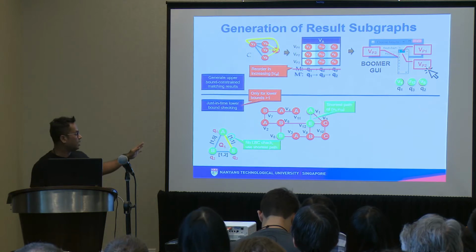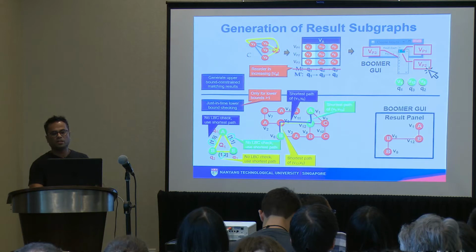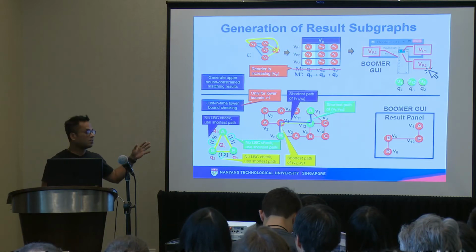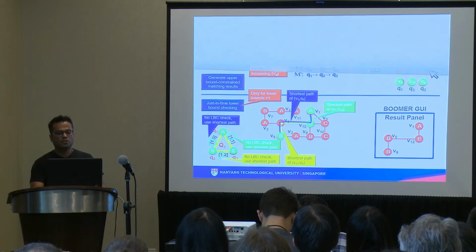And in this case, we don't have to worry about it because all the lower bounds are 1, and we show the results accordingly. In the paper, we discuss how to check when the lower bound is greater than 1. So this is the idea.